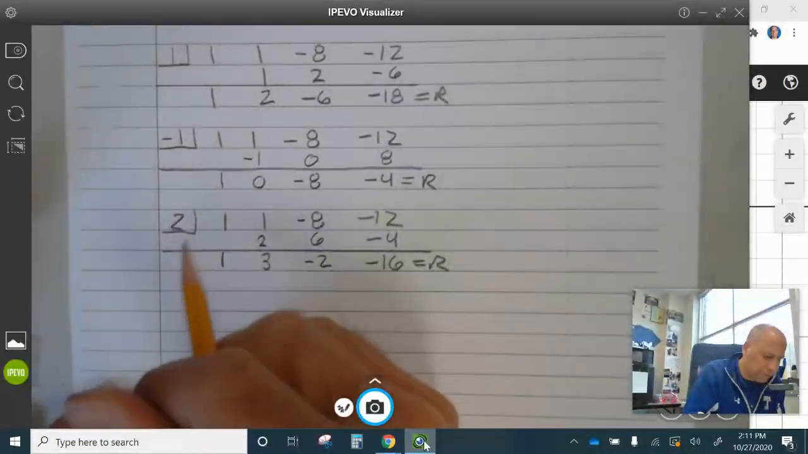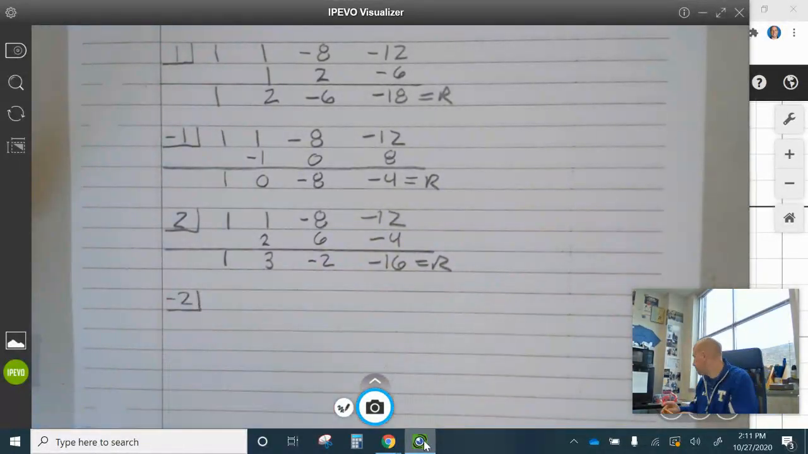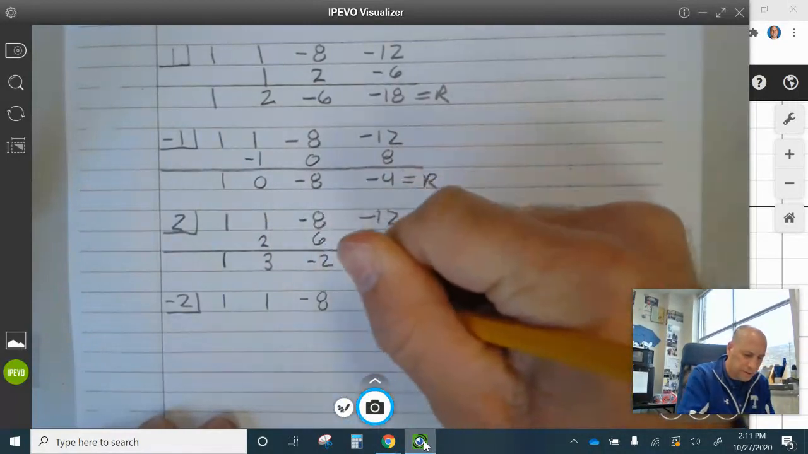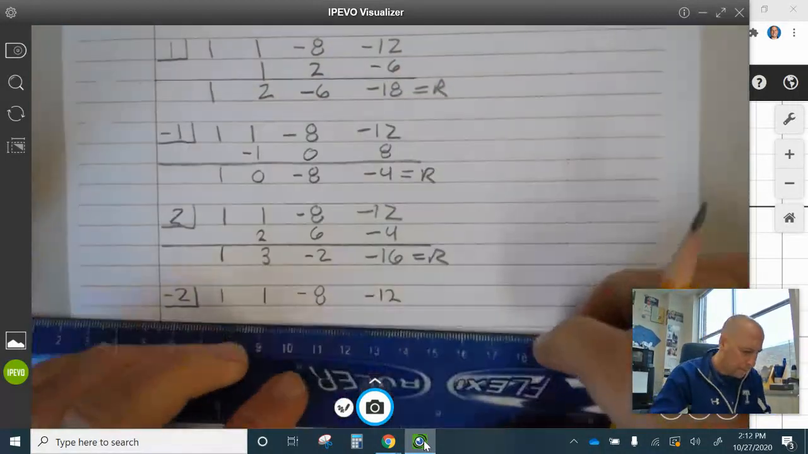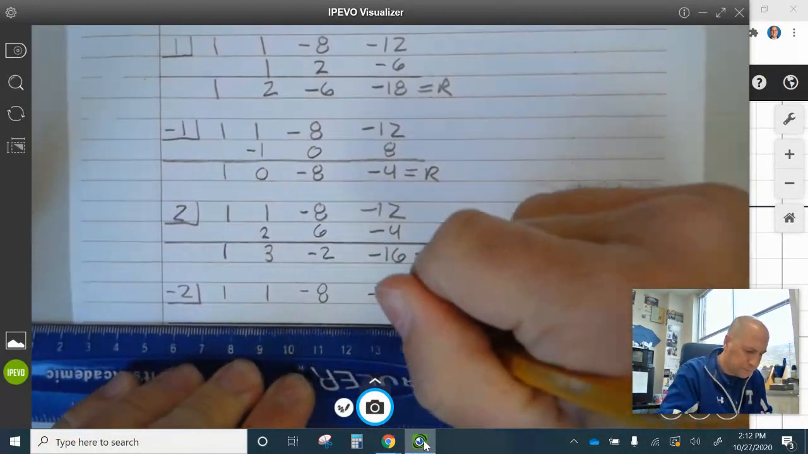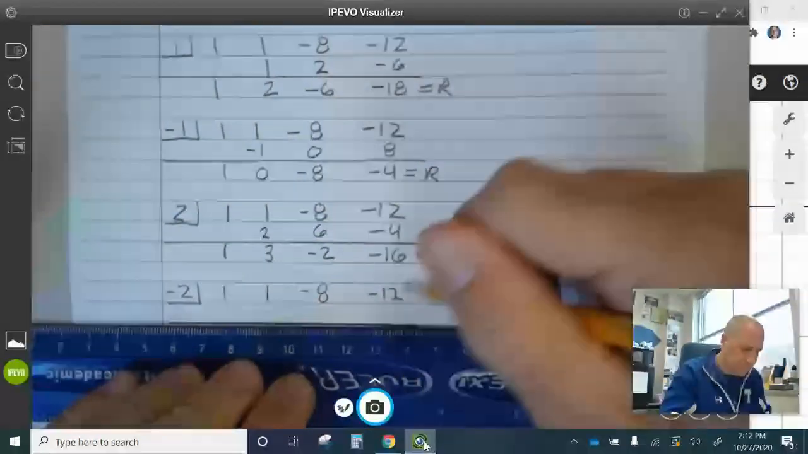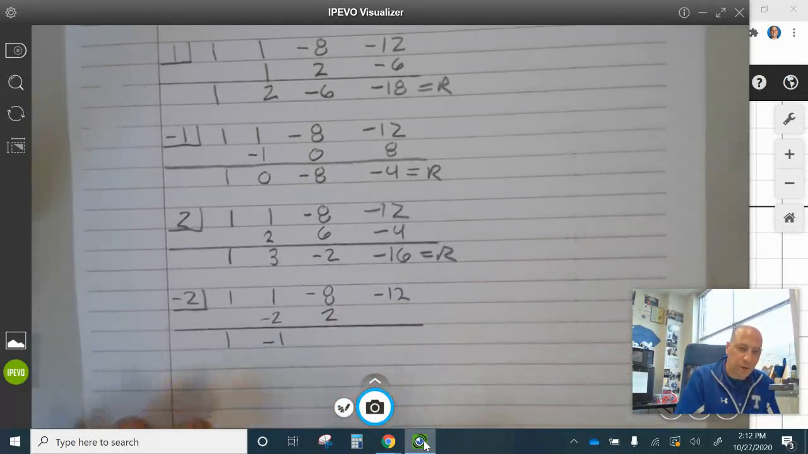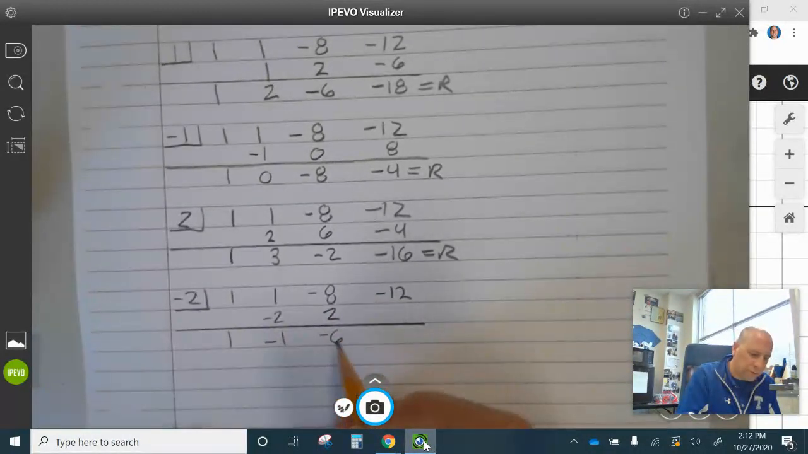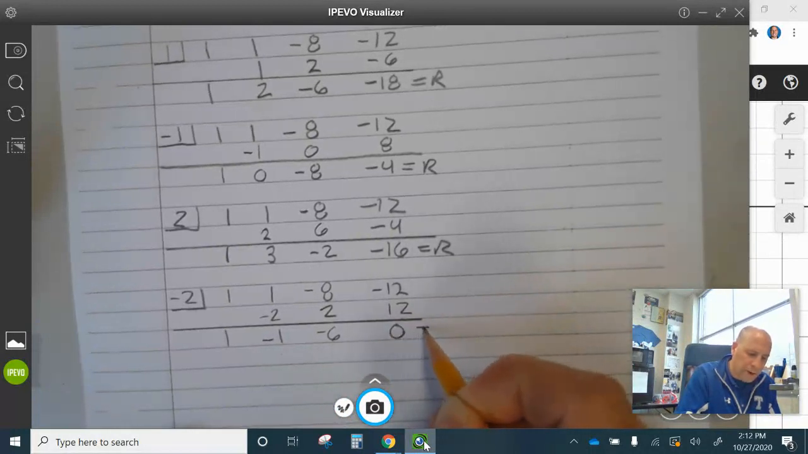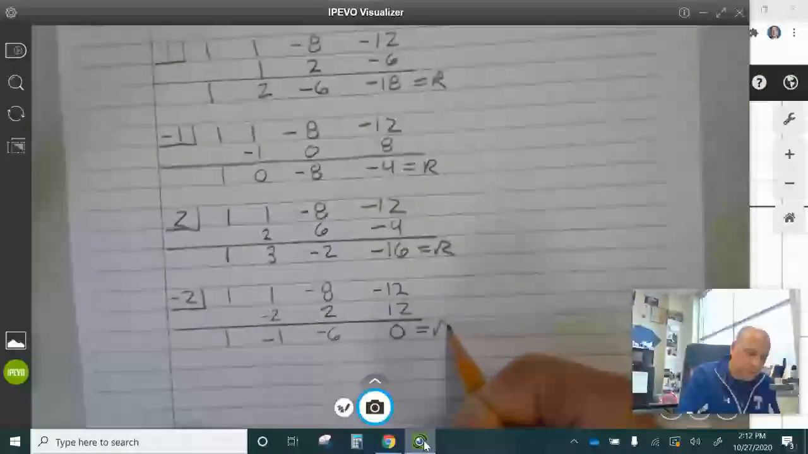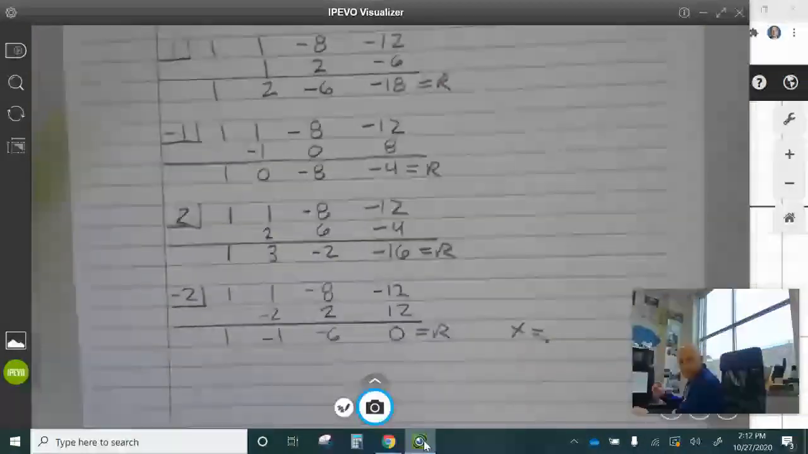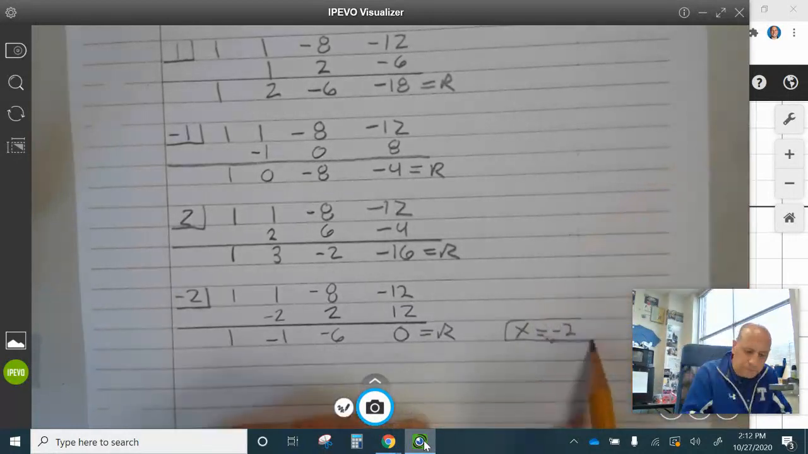Okay, so now let's try -2. Bring down the 1, 1, -8, -12. So bring down the 1. -2 times 1 is -2. 1 and -2 is -1. -2 times -1 is a positive 2. -8 and 2 is -6. -2 times -6 is a positive 12. The remainder is 0, so we know that x equals -2 is a 0.